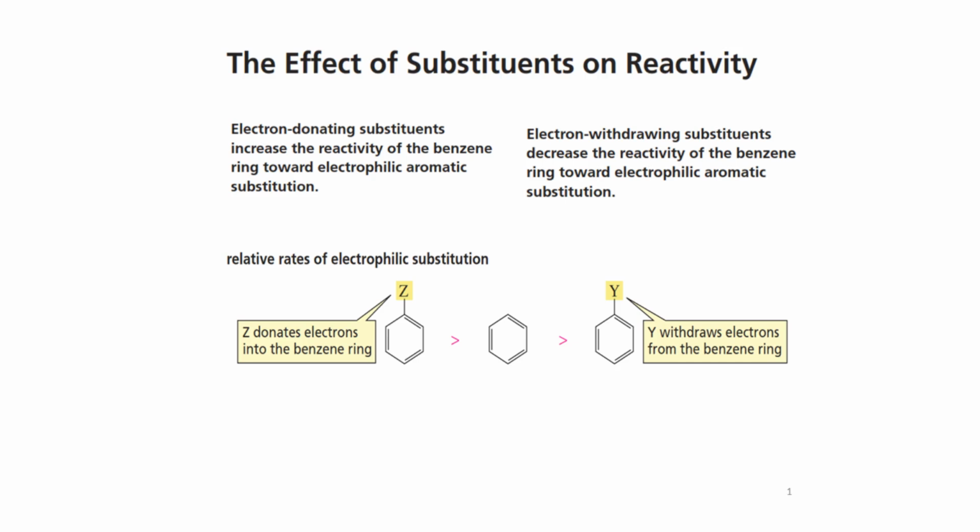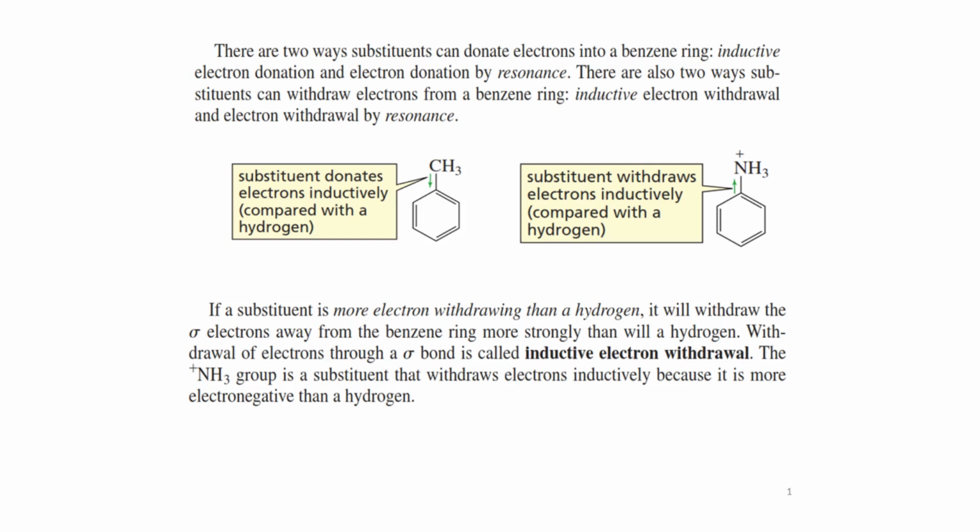Students, let's now explore how substituents influence the reactivity of the benzene ring. Substituents play a crucial role. Electron-donating groups enhance the ring's reactivity, while electron-withdrawing groups reduce it. Substituents can donate or withdraw electrons through inductive effects or resonance, influencing the reactivity of the benzene ring.